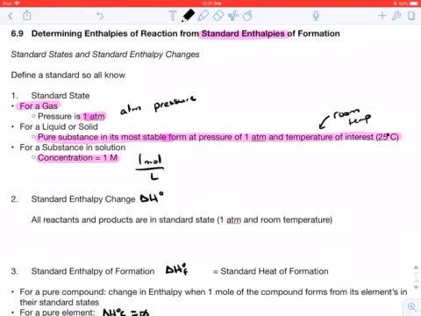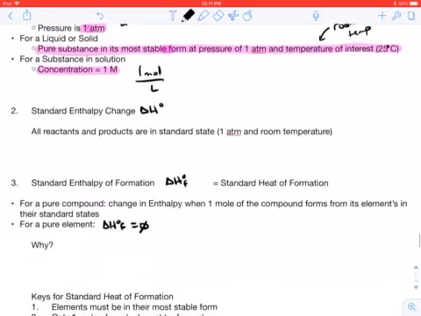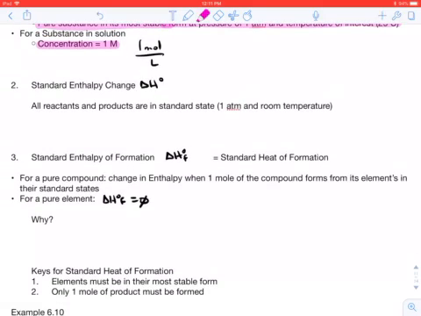So anytime we have a standard state, we're going to label it with this little degree sign. That lets every scientist know that we are at standard state. And when we have a standard enthalpy change, we're talking about all reactants and products in standard state. So all our reactants and products are at 1 atm and room temperature, which most of the time is just like a regular chemistry lab, which helps us because that way we know we're all at the same spot.